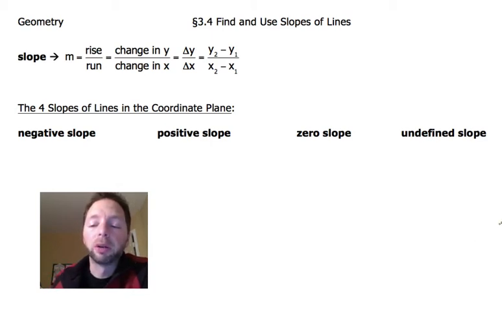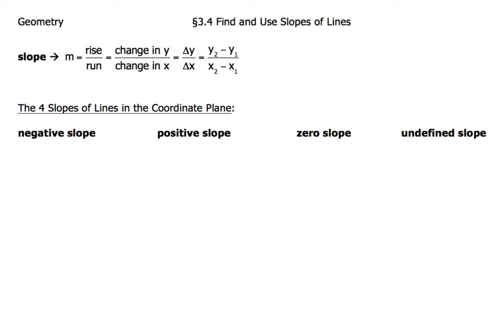Now, when we take a look at the shape of the four slopes of lines in the coordinate plane, we're going to have several different examples. First one, negative slope. That line is going to be slanted just like this. A lot of times people say it's slanted downhill. So negative slope will look similar to that. A positive slope will be going uphill on a coordinate plane and have a slant like that.